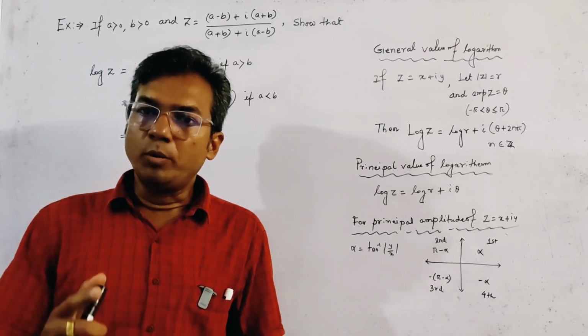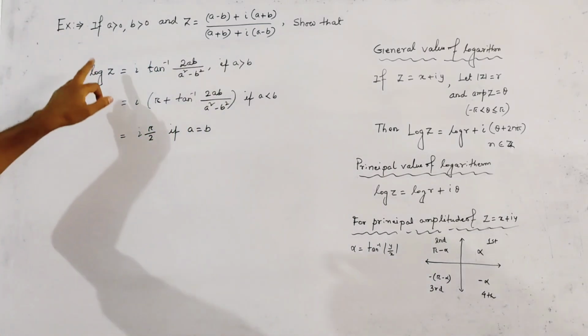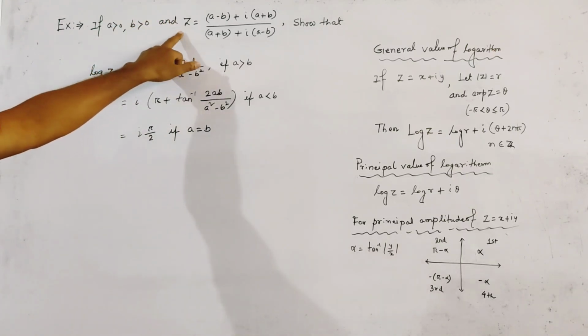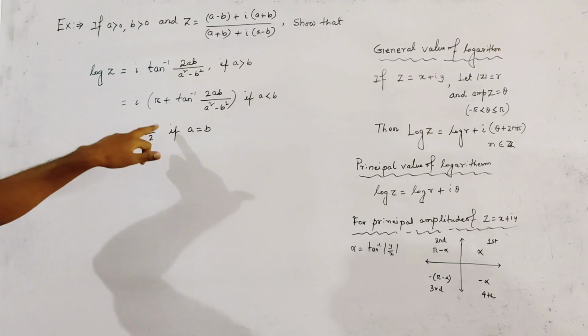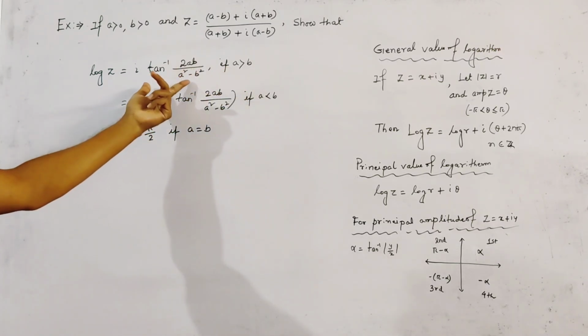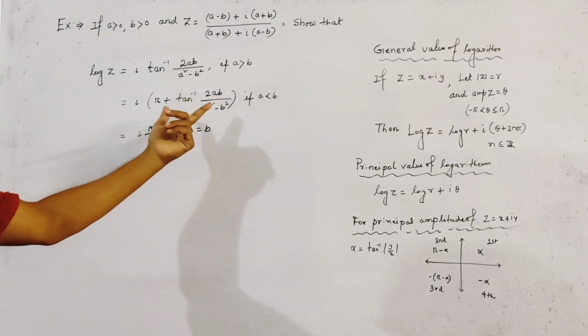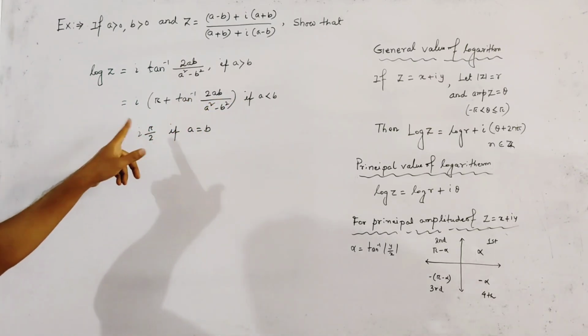This problem is from complex numbers, and the problem is that a complex number z is given by this. We have to show log z is this result for different cases. If a is greater than b, then we have to prove this. If a is less than b, then we have to prove this, and if a is equal to b, we have to prove i into pi by 2.